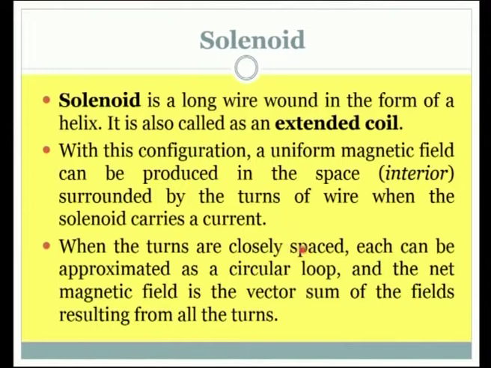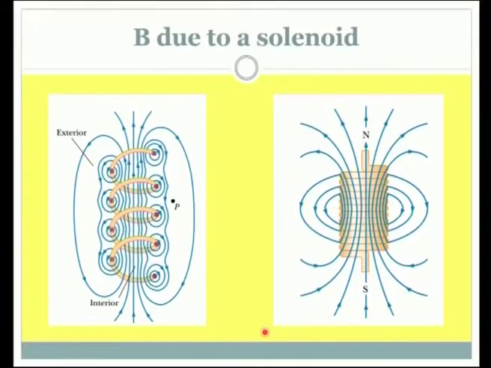When the turns are closely spaced, each can be approximated as a current carrying circular loop, and the net magnetic field is the vector sum of the fields resulting from all the turns. Hope a kind of visualization will enhance your understanding of the solenoid. So, have this visual in front of you. I have shown the helical coil and how it produces magnetic field using the right hand thumb rule. If you hold each turn, the vector summation will be like this for the magnetic field.